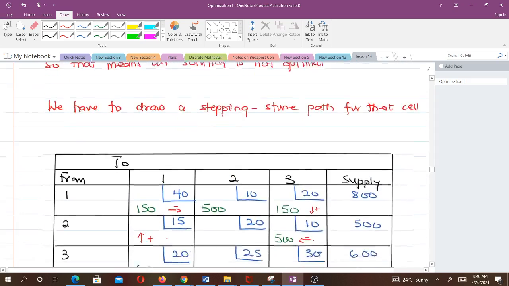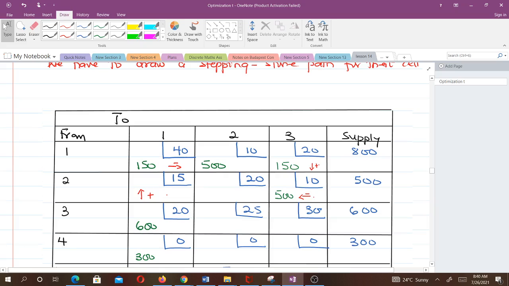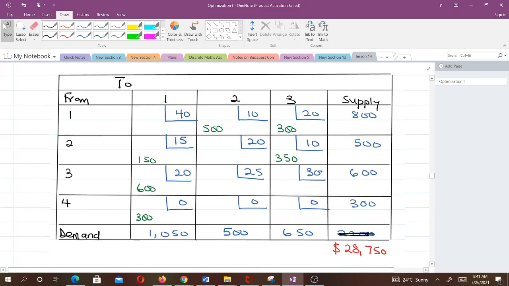In the second iteration, what we are going to do is, you see, this is the stepping stone path that we used, and this place was plus, this place was minus, this place was plus, this place is minus. What we do in the next iteration is that this 150 here, we'll bring it here. Then since we have minus here, it's 150 minus 150, so we will not have any allocation here. Then you can see we have plus here, so we add 150 here, and this will give us 300. And since we have minus here, we'll subtract 150 here, and this will give us 350. So in the next allocation, we are going to get this.